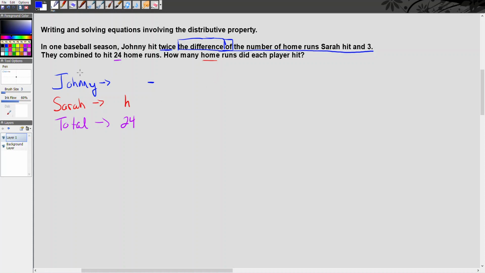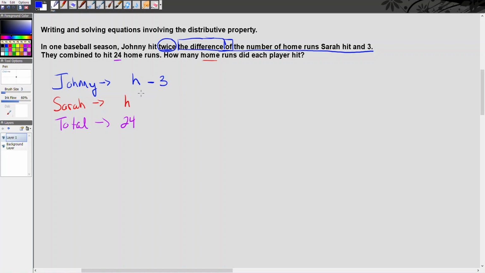Well, we know that we're calling that H for home runs. And then what's the next piece? And three. So basically, when we say the difference of the number of home runs Sarah hit and three, that means H minus three. But we're not done because we have this word right here, twice, which means that we need to multiply by 2. What are we multiplying by 2? The difference of the number of home runs Sarah hit and 3.